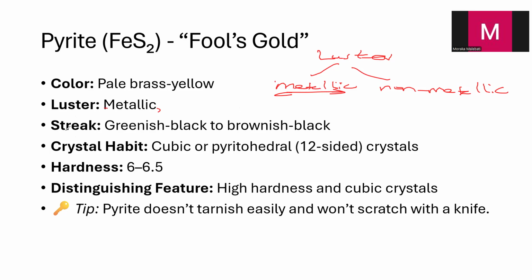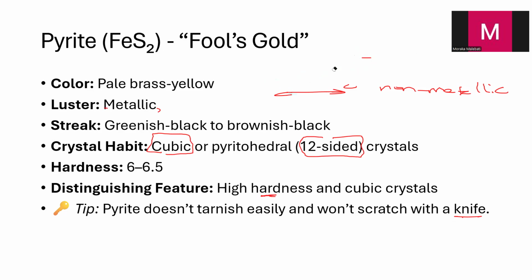But the interesting part about pyrite is its crystal habit. We've got cubic and or 12-sided, which is the key feature. This will help you to identify pyrite from the get-go. You're just looking at this cubic or pyritohedral, 12-sided crystal. And it's very hard, so it's not easy to scratch it with a knife, and it does not easily get tarnished. So this is the pyrite.